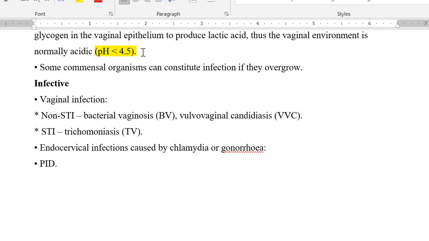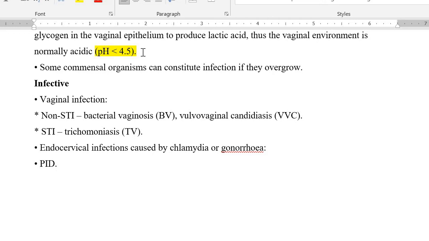The second one is infective. PID is one thing, the ascending infection through the vaginal canal. The infective causes can be numerous. There can be vaginal infections, and non-STIs, which are not transmitted sexually. Mostly they are because of organisms which are normal commensals of the genital tract, like bacterial vaginosis and vulvovaginal candidiasis. Then there are STIs, which are transmitted sexually, like Trichomonas vaginalis or trichomoniasis.